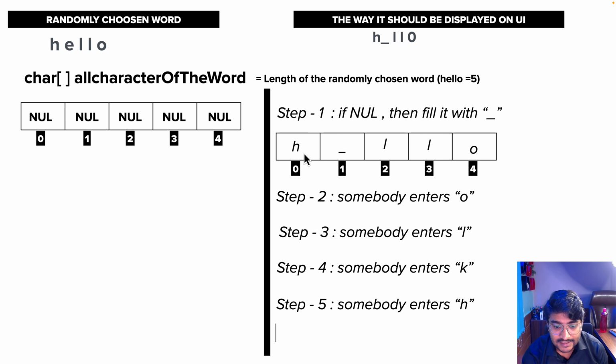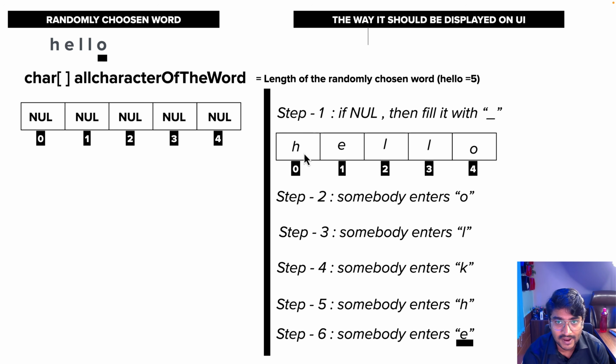And finally, if somebody guesses right and enters E, then obviously we have an E present inside the first index. The E will go to the first index, and the rest of the word will obviously be ignored because there will not be any match. And the final word which will be rendered on the UI will be something like this. So this is something that we will be building.